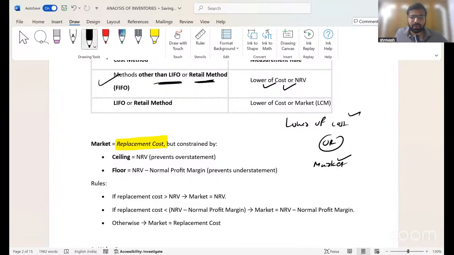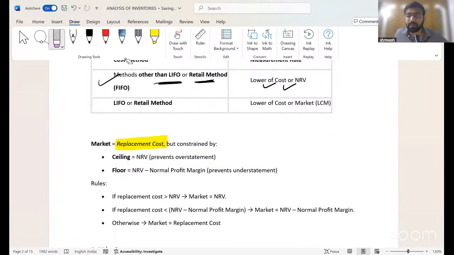Sir, fair enough. Replacement cost, what does that mean? First, please explain that to us. Replacement cost is, if I were to replace an exact similar asset in the market today, what is the cost that I would incur? The asset here is the inventory, the stock that I'm talking about. If I were to exactly replace that, what is the cost that I would incur today in the market? That is what replacement cost is. So, sir, are you telling us lower of cost or market, and market means replacement cost? Yes.